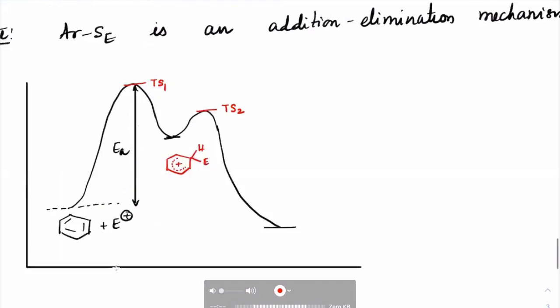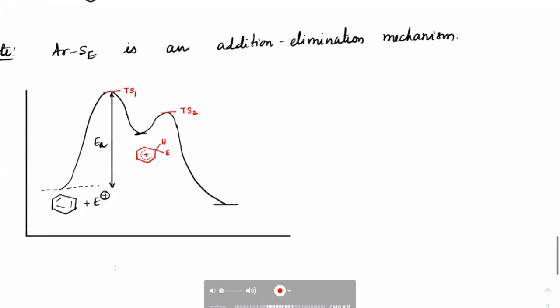Let me show what the transition states are here. So transition state 1, how does it look? We have benzene with double bond here. This bond is getting broken. Hydrogen bond is intact, but a new bond is made with an electrophile. And the positive charge is shifting here. This is transition state 1.